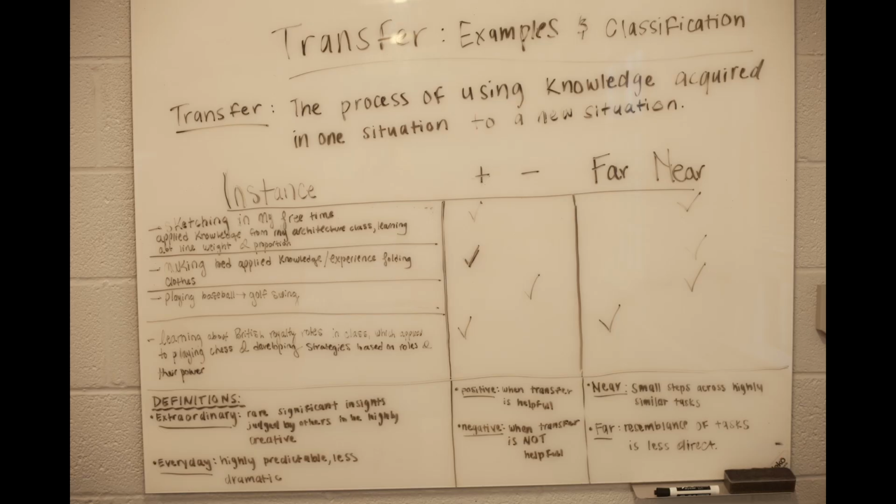So our example was making your bed and applying that knowledge to folding your clothes. And we also said that was a positive transfer and near because they're both folding things. Okay. Nice. That's great, everybody.